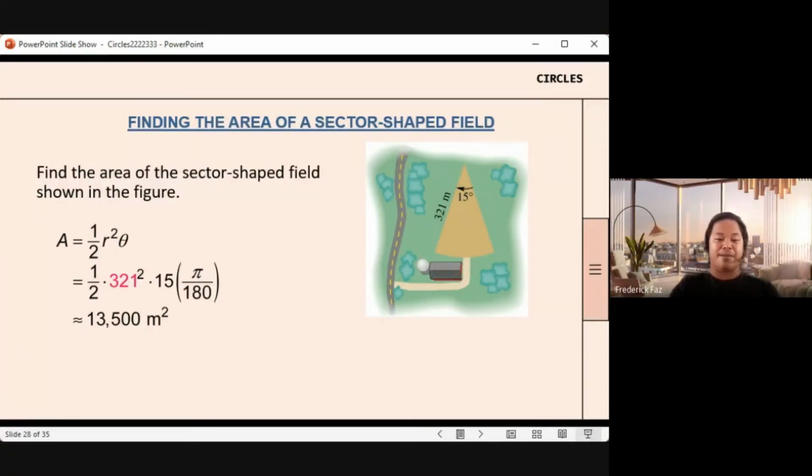So, I'll repeat lang po na ito po ay pwede niyong gamitin kapag yung ating given measurement of an arc is represented using the radian measure po. But if it is in degrees po, pwedeng ganito po yung inyong gawin. The same lang din po nung formula na nabanggit kanina. So the area of the sector shape field is approximately 13,500 square meters po.